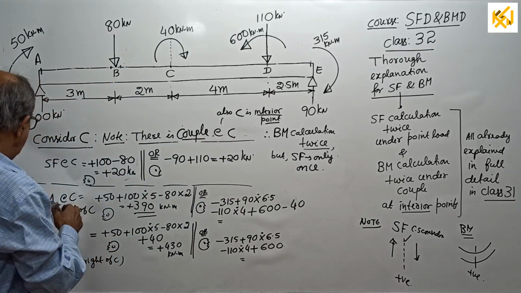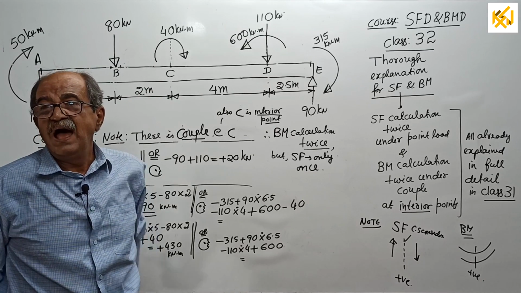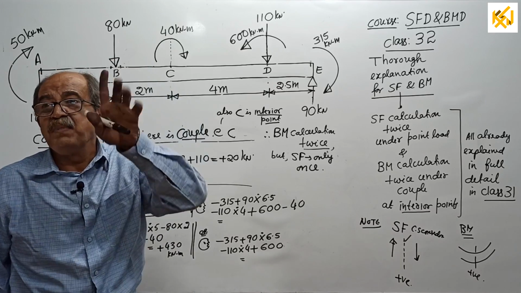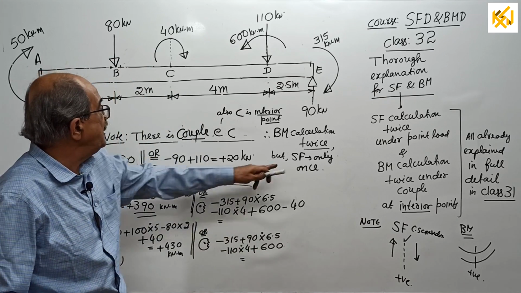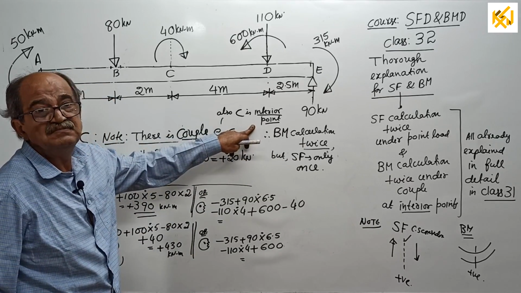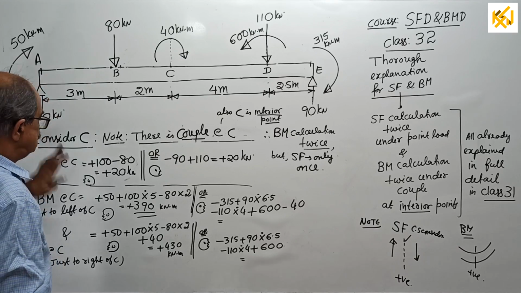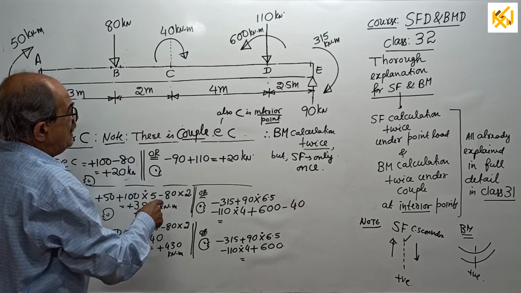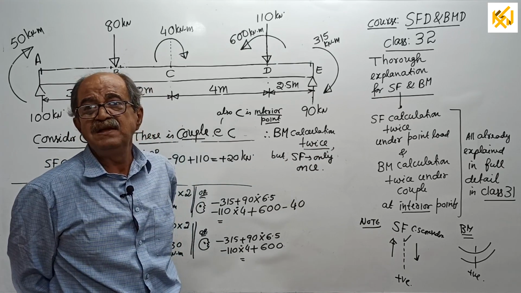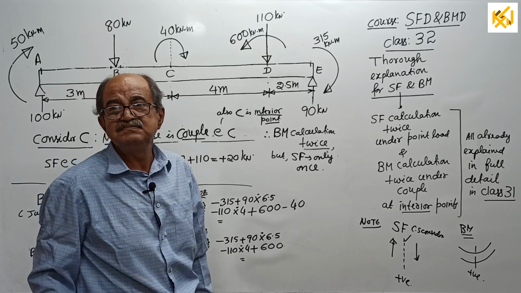Now, bending moment. For the first time in my class, I am telling you how to find bending moment under a couple, when the couple is at an interior point. See, that is important. The point is an interior point. Already a couple was there before, but there only once. Now you have to find BM twice, that is just to the left and just to the right of C. Doubt comes, which one first?